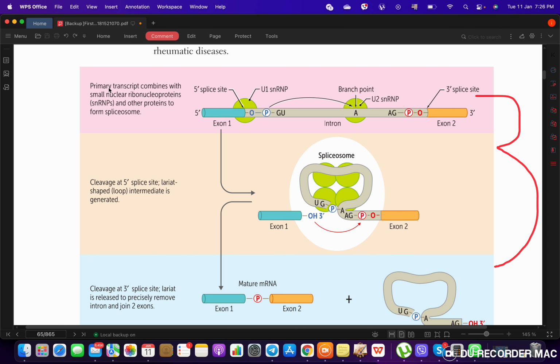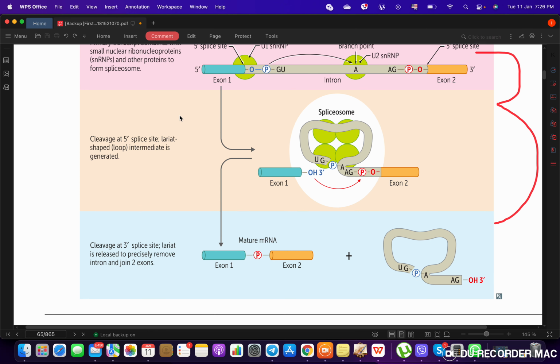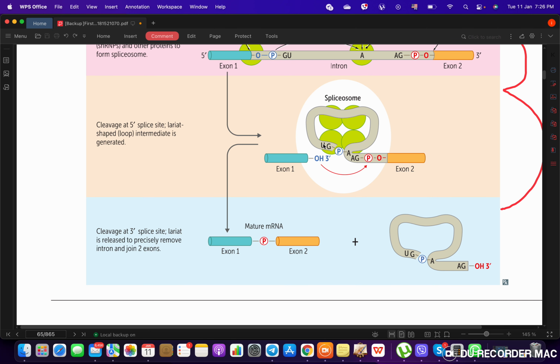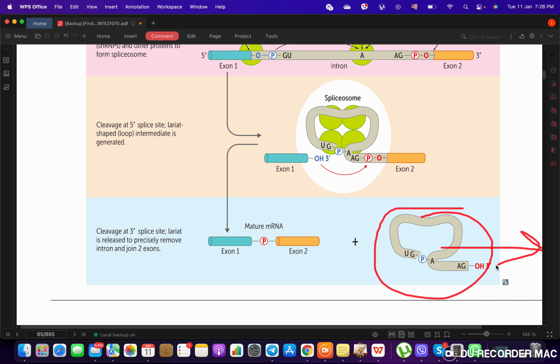So they write, primary transcript combines with the snRNPs, which are the SNRPs, and other proteins to form the spliceosome. So the spliceosome is many particles, including the SNRPs, which help take that portion out. And after that, they make this lariat-shaped or loop-shaped particle that will be removed and thrown outside. So the introns go to garbage. And we are left with 2 exons, which go to the mature mRNA.